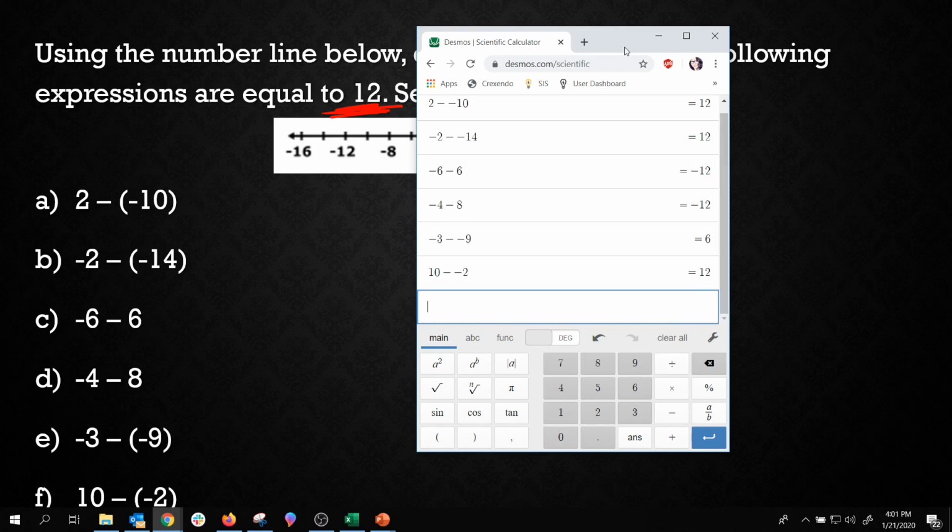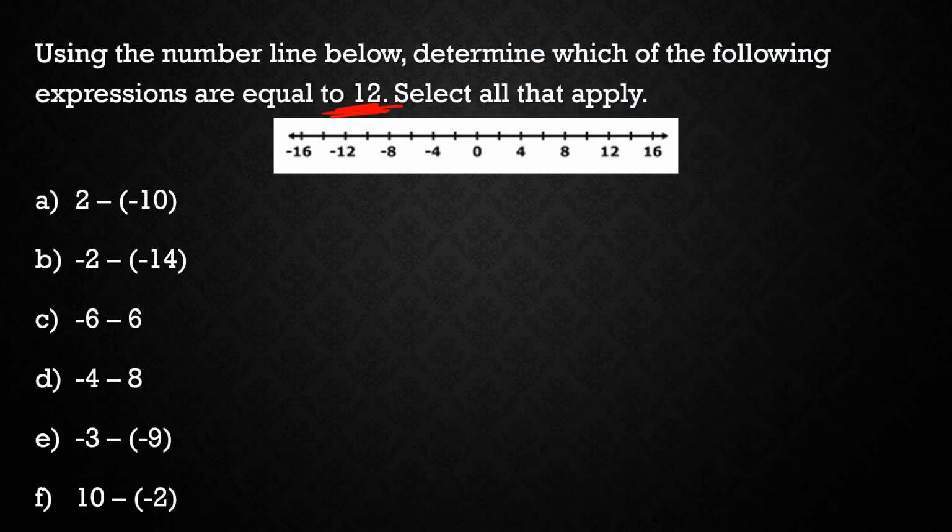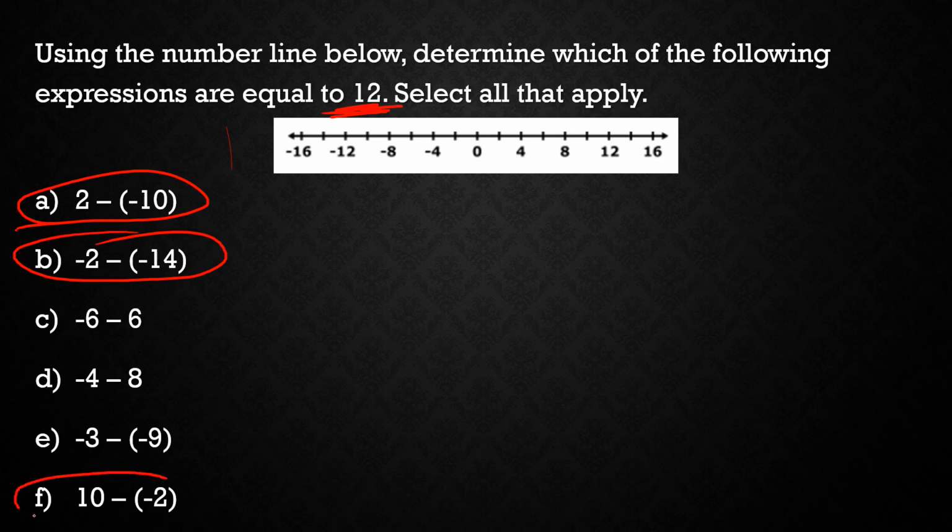Sorry, negative 2. So again, we're looking for positive 12. So it looks like 1, 2, 3 of them are positive 12. These two are negative. We don't want negatives. We only want positives. So the first one, the second one, and the very bottom one. We can double check for those negatives to make sure when you're typing them in that you're not forgetting a sign.